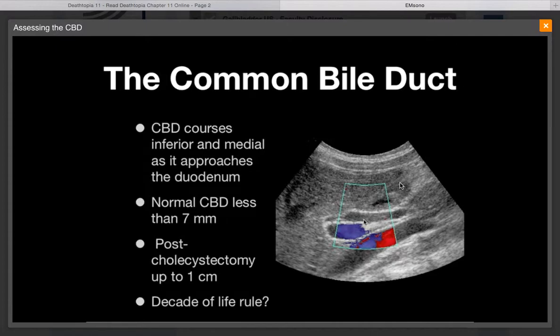It has also been suggested that the common bile duct can be up to 1 millimeter per decade of life for patients over 70. This would mean the CBD could be up to 9 millimeters normally in a 90-year-old patient.